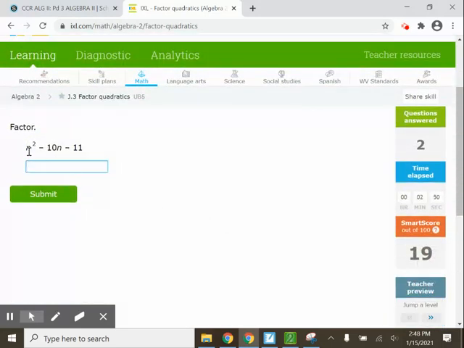This one, you don't have to take out a greatest common factor because the first term is already a 1. So you can go straight to your parentheses. I know I'm going to have n in one and an n in the other. Factors of negative 11 that add to make negative 10. I'm multiplying to make a negative, so I do have to have one positive, one negative. So those factors are going to be negative 11 and positive 1.